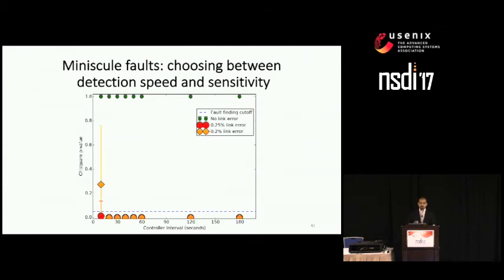If we go to a 0.2% link error, we see that a 10-second controller interval is no longer sufficient to catch it. The p-value is significantly above that dotted line. But a 20-second interval, once again, suffices. As we go to a 0.15% link error and a 0.1% link error, we see the distribution start to shift to the right, indicating that the more slight the error is, the longer the controller needs to run in order to catch it. But even for a 0.1% link error, even for a 1 in 1,000 packet drop, upwards of 50% of the time, we can detect that a fault is occurring if we use a 2-minute interval.